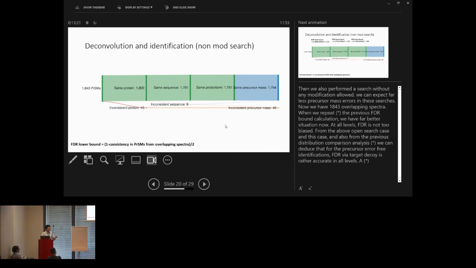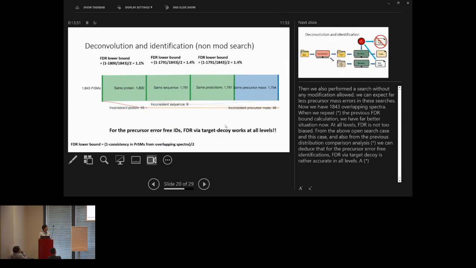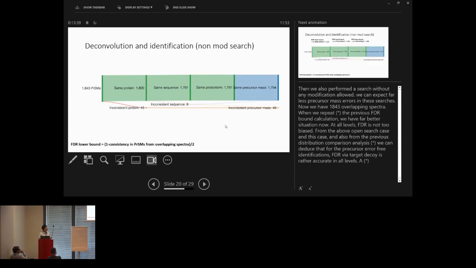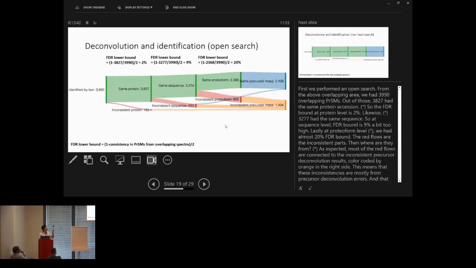So in this case, we have much higher consistency at any level: protein, sequence, and proteoform level. So in this case, we are in good shape. So it clearly shows that for precursor error-free identifications, FDR works fine. And also it shows that in the previous figure, we do have a lot of incorrect, inconsistent precursor masses in top-down searches.